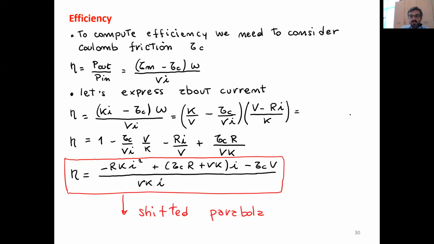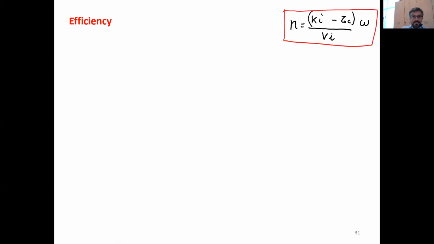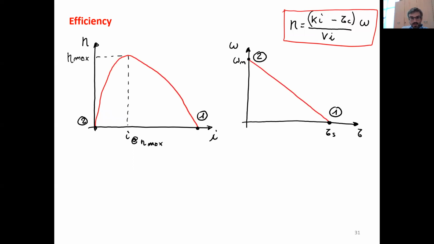And if we want to find the maximum of this, we know that we need to do the derivative. The computation is a bit more involved. I let you do it as an exercise. And you can find the value of current that maximizes efficiency, that is the square root of Coulomb friction times voltage divided by K R. And therefore, if you plot, we see this shifted parabola for efficiency. We see the maximum point is closer to the no load situation. So it's not for big load, but it's for small load.